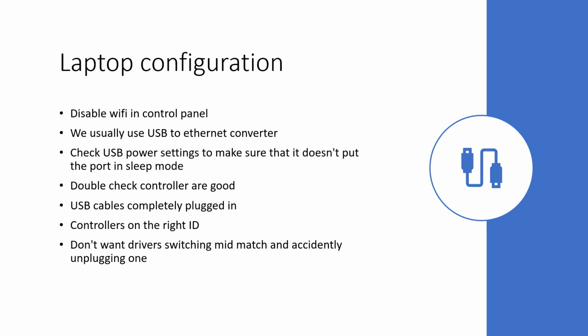Now, during competitions, we usually use a USB to Ethernet converter. We've seen that this just usually works better than the regular Ethernet port. But if you do use the USB port, check your USB power settings to make sure that they don't have sleep mode enabled, where the USB port just goes to sleep and turns off. Also double check that your controllers, your Xbox controllers, are plugged in and in decent condition.